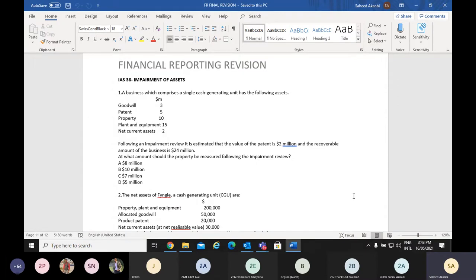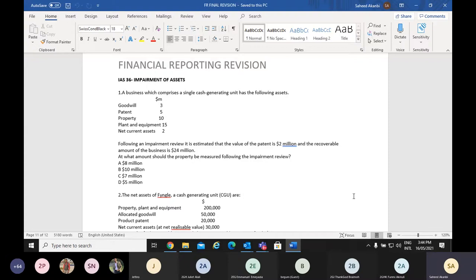So the figure I'm going to discount to present value is a net cash flow. And when I say net cash flow, what do I mean? I mean cash inflow minus cash outflow. So the discounted value in my financial statement becomes value in use.